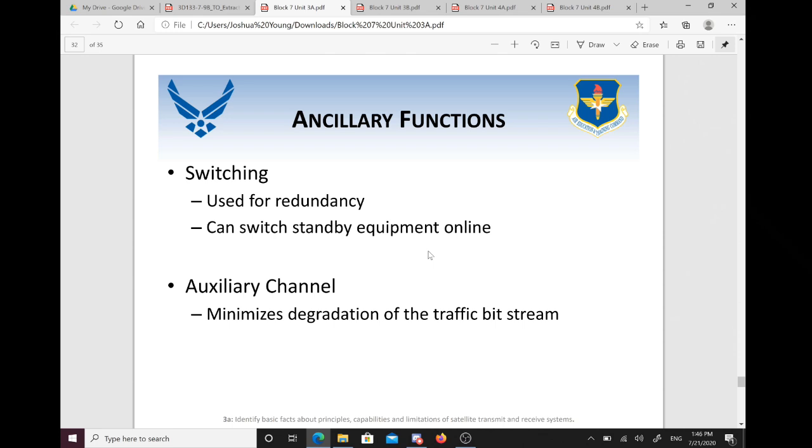Because all you have to do is go in and configure your up converters and your modulators and all of your equipment that's associated with that path that went down, and you can just switch that standby equipment online to make sure that there's no mission downtime.